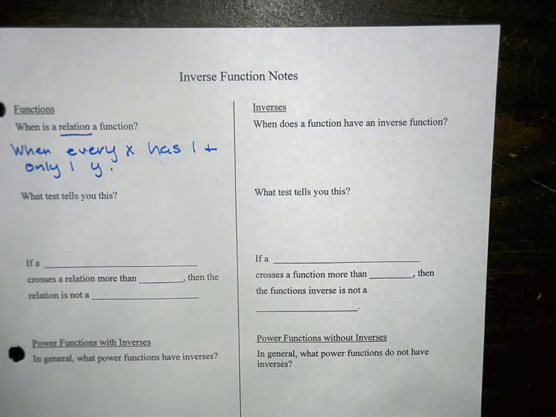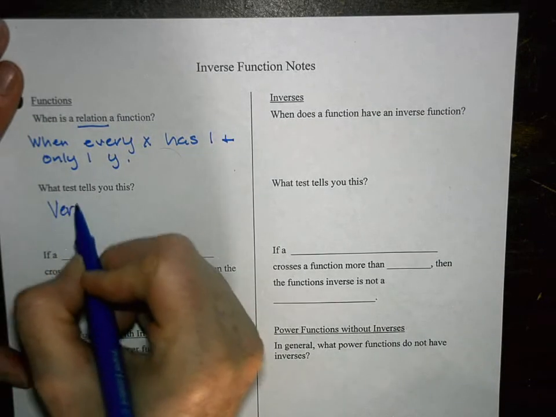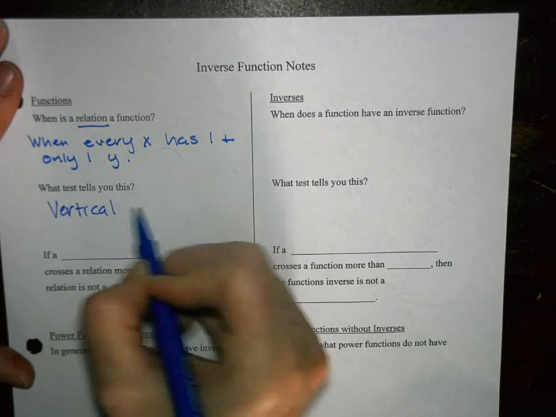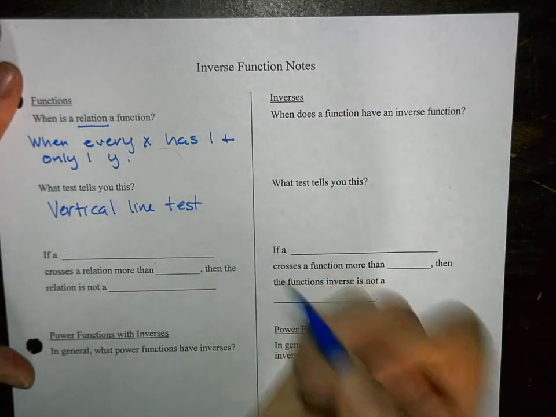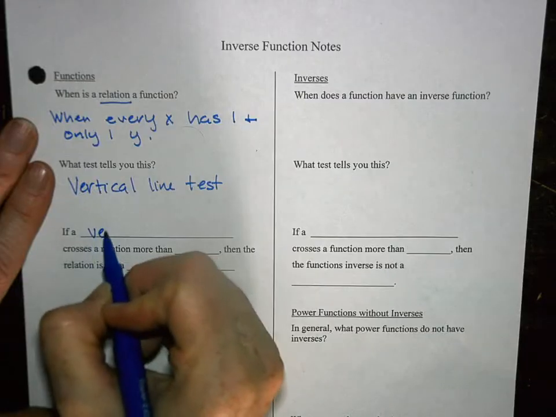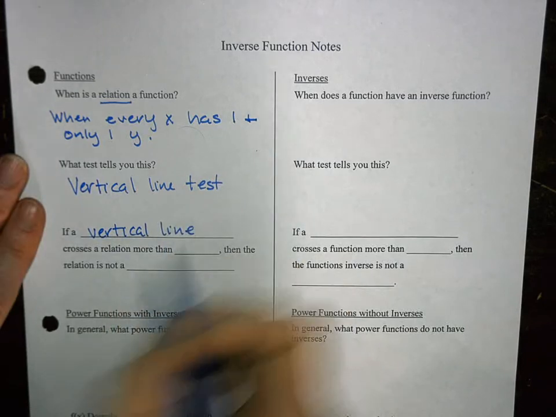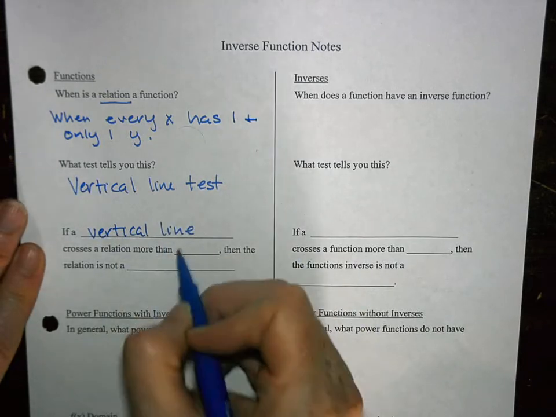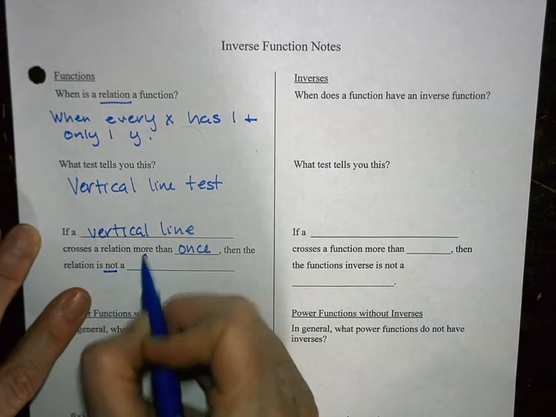All right, what test tells you this? We know that this is the vertical line test. And what that is: if a vertical line drawn through the function crosses a relation more than once, then the relation is not a function.